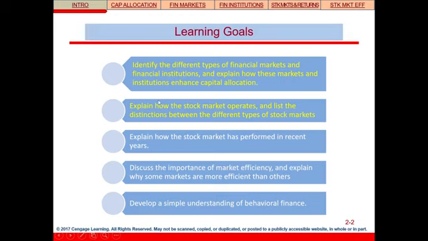And then the second learning goal is about the stock market. So explain how the stock market operates and list the distinctions between the different types of stock markets. So this one focuses on the stock market alone, and within stock market you also have different types. So this one is trying to explain how the stock market operates, and you also need to know how to distinguish between different types of stock markets.